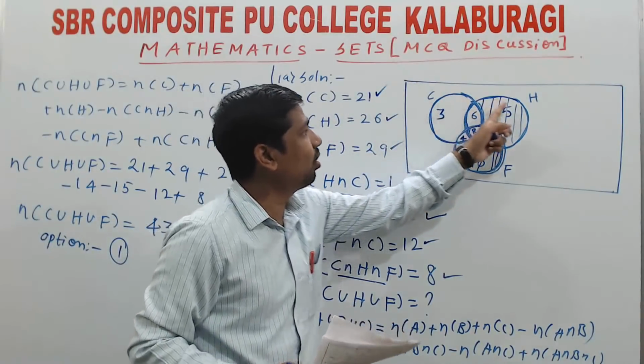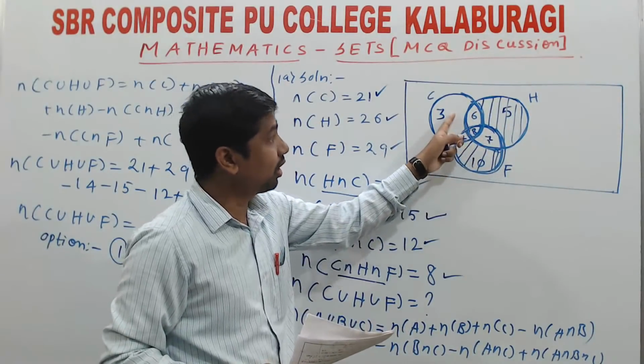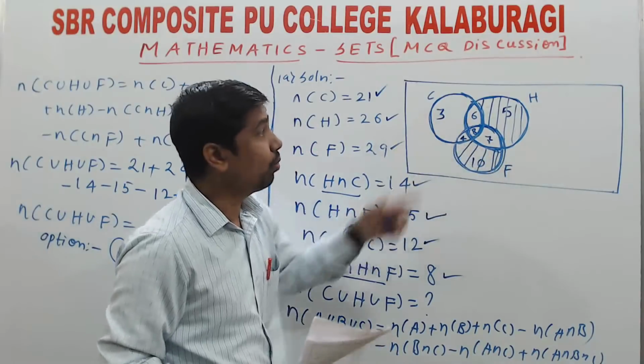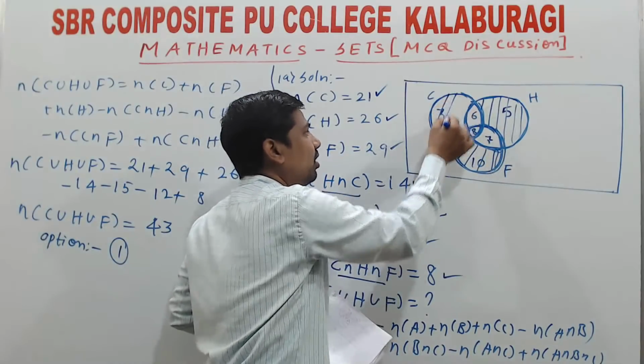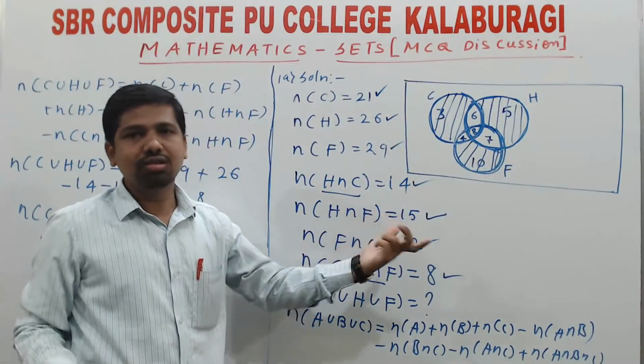How many are playing cricket and hockey? 6. How many are playing cricket and football? 4. How many are playing cricket, hockey, and football? 8. And how many are playing only cricket? 3. Right? So this is with the help of Venn diagram. Whatever the question is asking, easily we can tell.